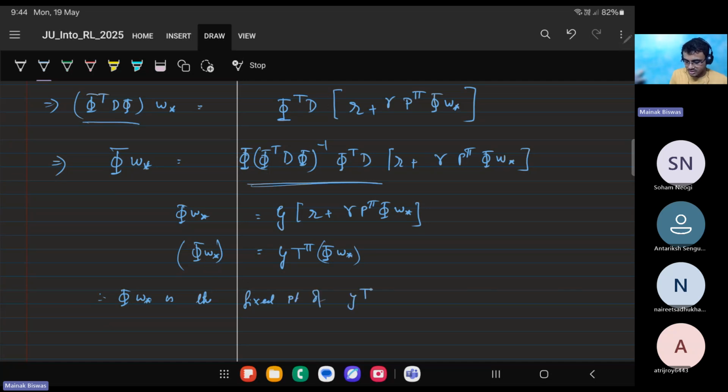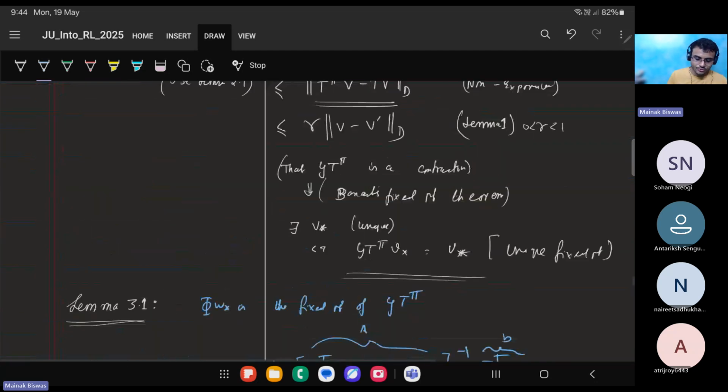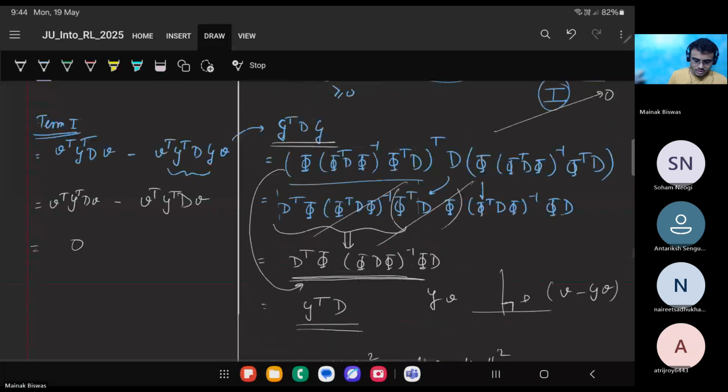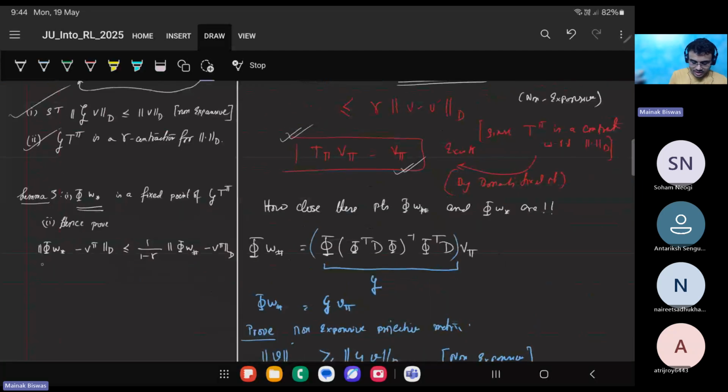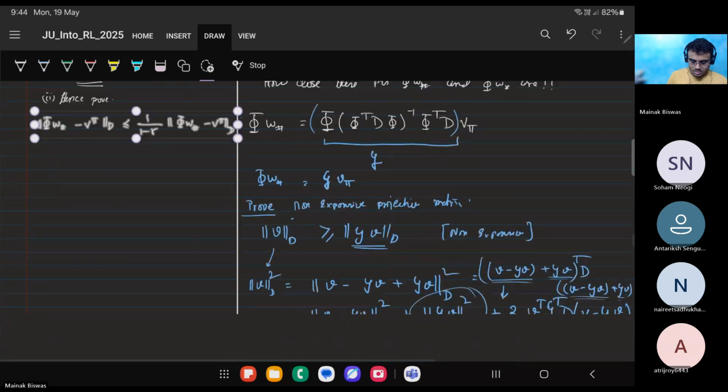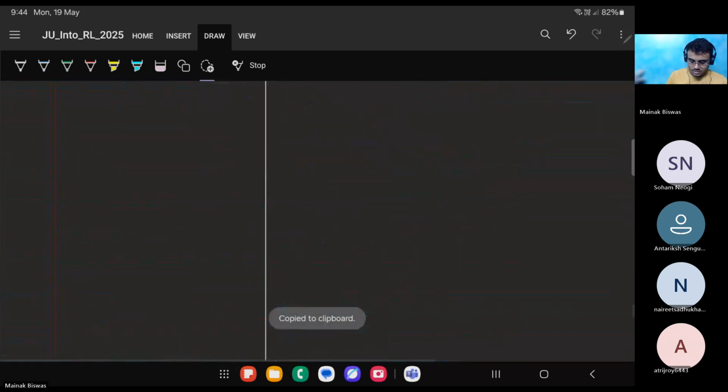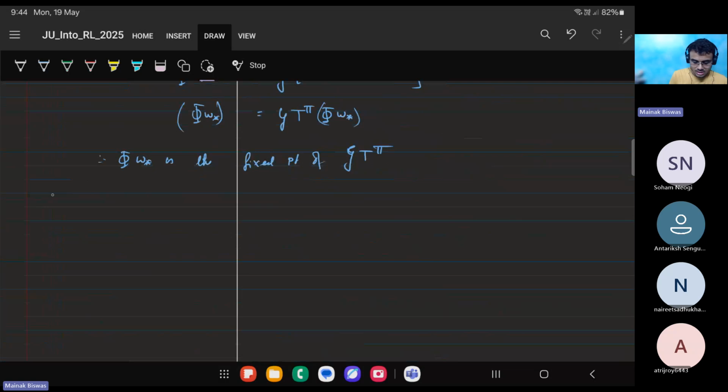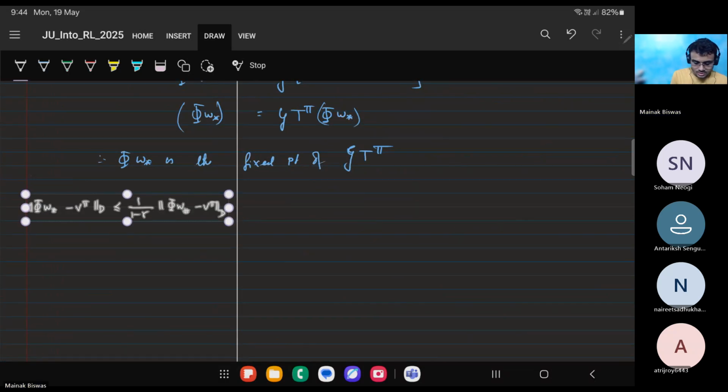Therefore, phi W star is the fixed point of G T pi. So why did I take all this hassle? The final cherry on the cake is trying to prove this equation. Let me just copy this. This is the final lemma, or the final theorem that I wanted to prove: the convergence theorem, the deviation in convergence.